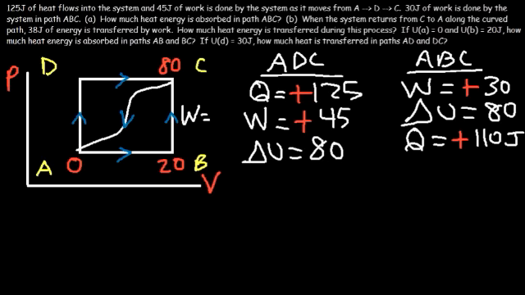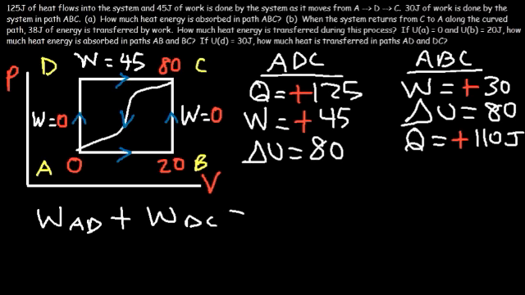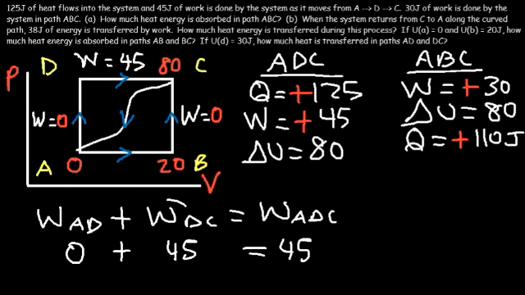So W is equal to 0, and it's equal to 0 on this side as well. Now the work going from A to D to C is 45. So that's here to here. So if A to D is already 0, D to C must be 45. The work done from A to D plus the work done from D to C is equal to the work done from A to D to C. So this is 0, this is 45. This other value must be 45.